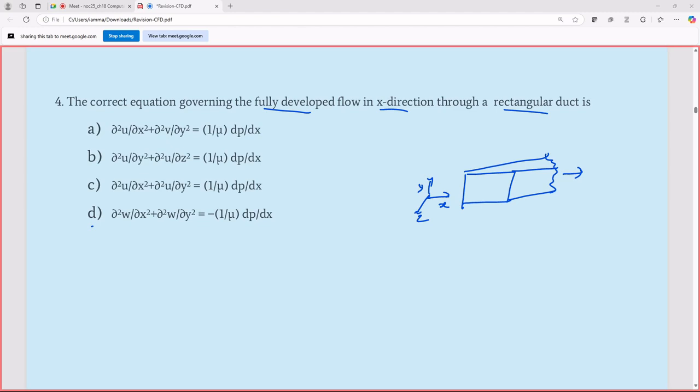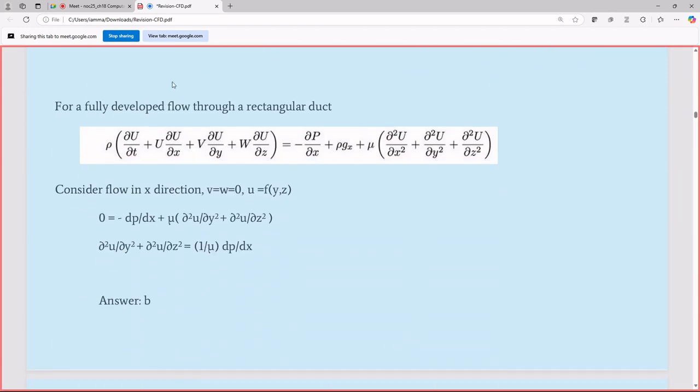So let's see the answer. We will be able to solve the question. So this is the general equation, including all the terms for the flow in the x direction.